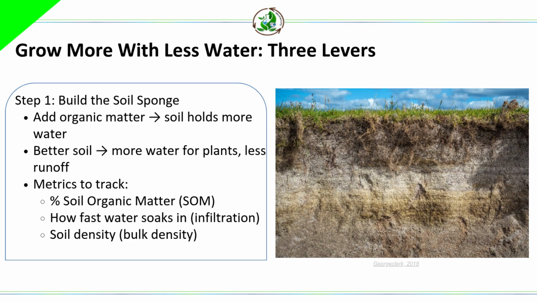Step 1 in growing more with less water is to build the soil sponge. Adding organic matter to soil helps it hold more water. Better soil means more water is available for plants and less water runs off the surface.